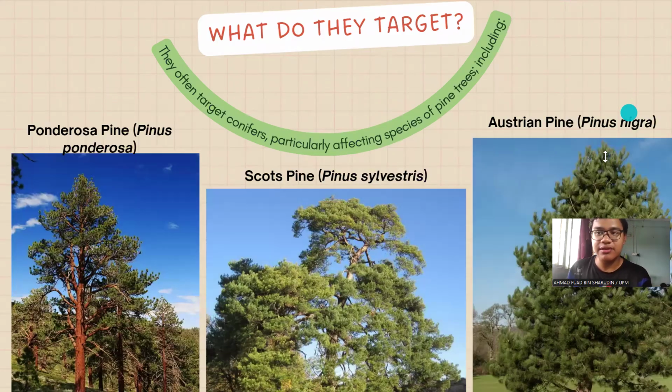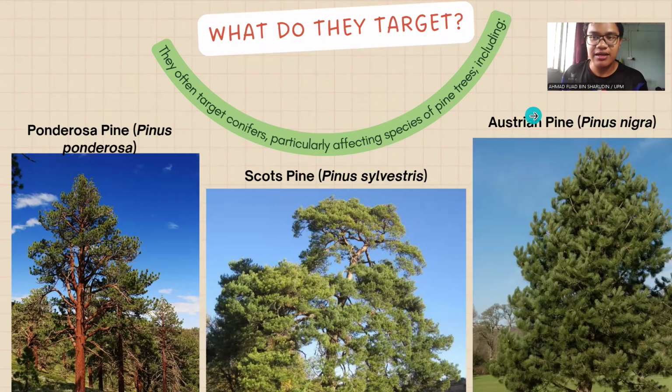So what does needle blight usually target? They target conifers, of course. Particularly, they affect species of pine trees, including ponderosa pine, Pinus ponderosa, Scots pine, Pinus sylvestris, and Austrian pine, Pinus nigra.